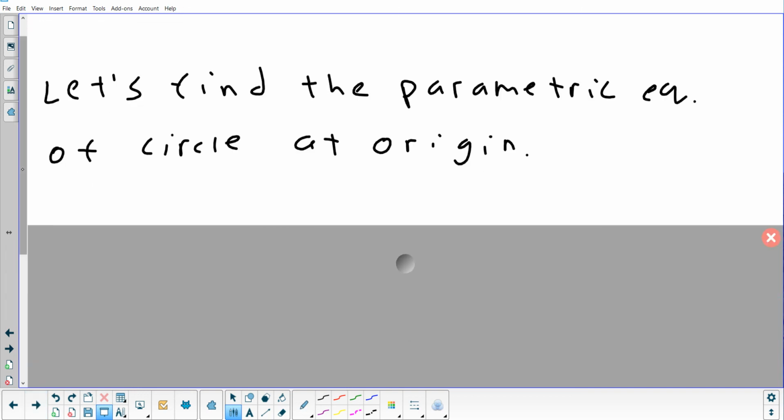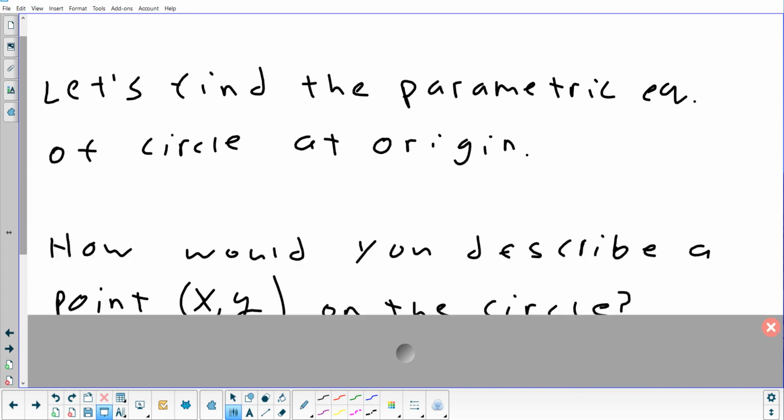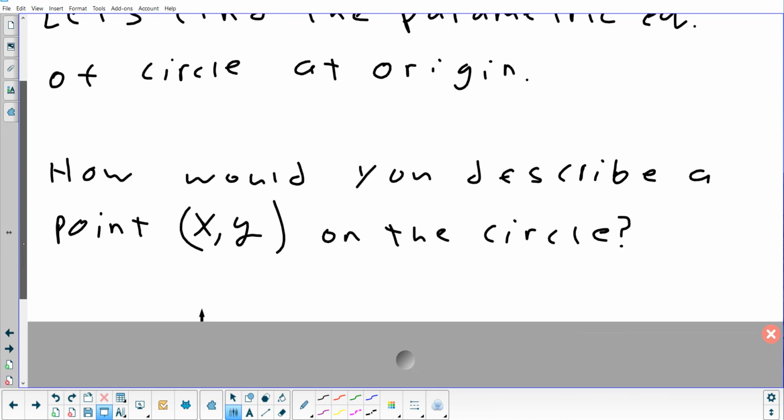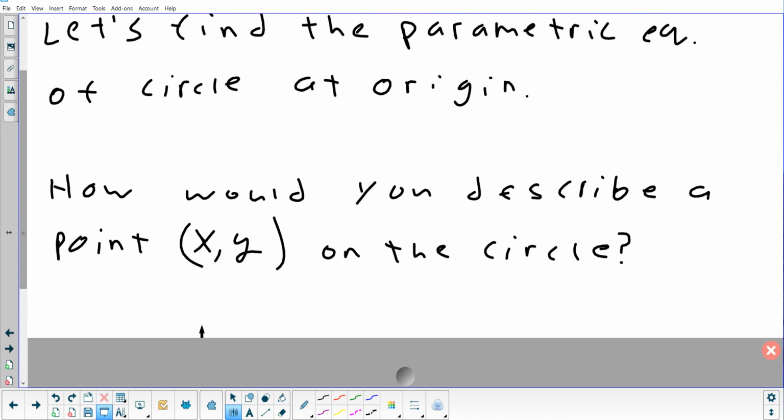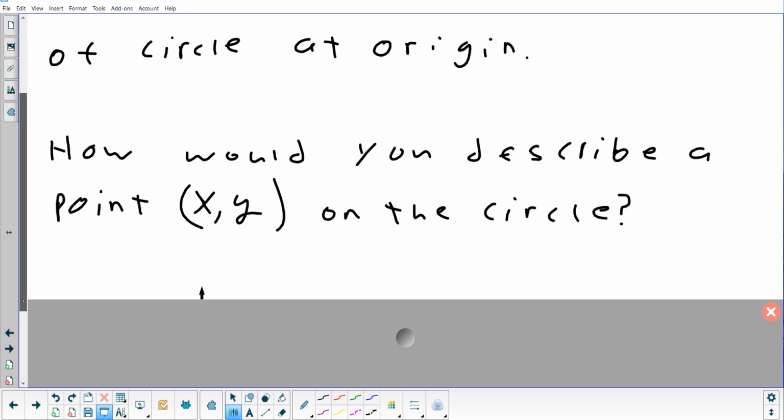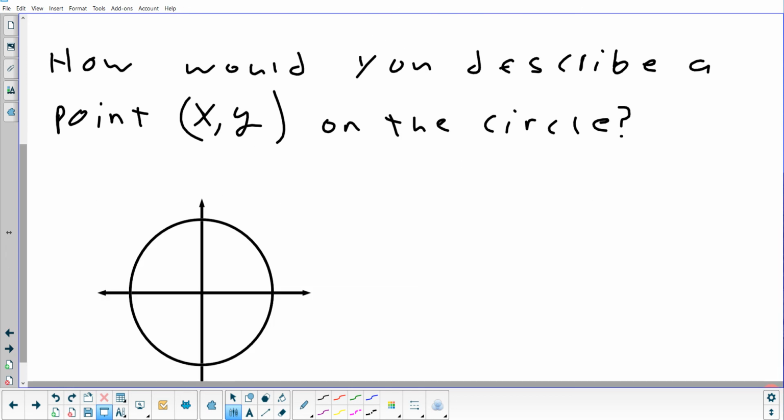All right, so let's think about how we could write the equation of a circle parametrically. And if you get confused about thinking of the entire circle, well, don't think of the whole circle. Start by just thinking of a single point on the circle. This point right here. If you were going to write that point as a coordinate, it has an x value and it has a y value.